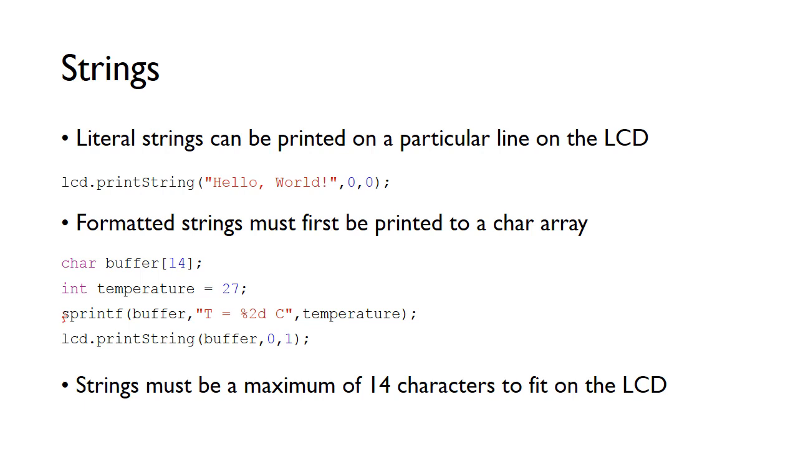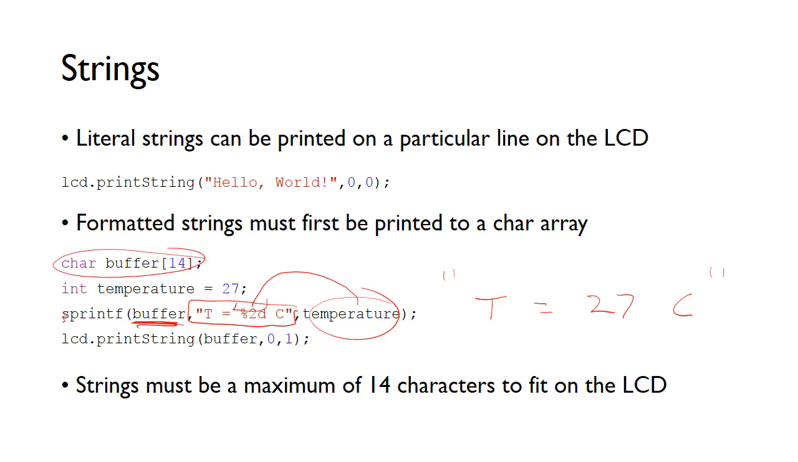Using sprintf, that essentially creates the formatted string we've seen with printf. So whatever value is in temperature will be replaced here. In this example, it would actually be T equals 27C. That will create this formatted string, which is then stored in this buffer array we've created. That's what sprintf does. Then we can use lcd print string to print that buffer in a certain position, and this text will appear on the LCD.